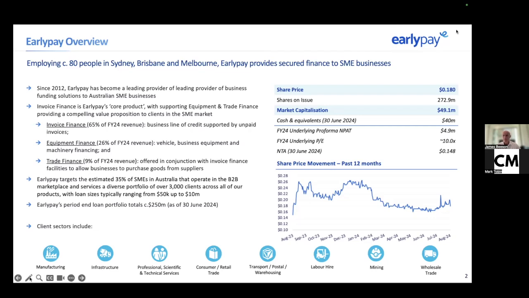Our share price could be a tick higher than that at the moment, but our market cap is around $50 million. At the end of June, our cash and cash equivalents was around $40 million, and our underlying pro forma NPAT was $4.9 million, which I'll expand on in a bit, and which puts us on about a 10 times multiple. And our NTA, in terms of cents per share, was just shy of 15 cents. So on to the results.